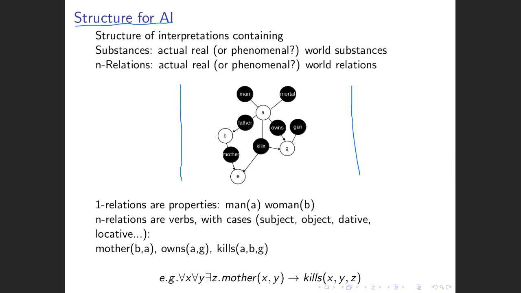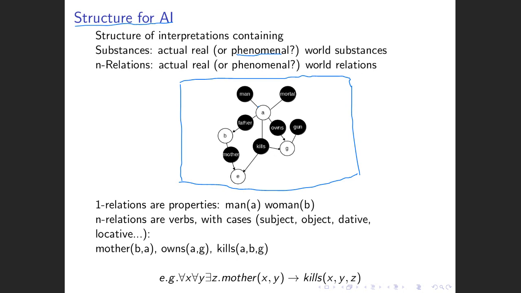Now, depending on your philosophical view, this is either a thing in the actual real world, or it is a thing in your head, in your phenomenal world. And the philosophers can get very excited about this. Does the actual real world consist of substances and properties, or are those things only invented in our heads? From our point of view, it doesn't matter so much today. So we're going to assume that we have some world which contains a bunch of substances and a bunch of relations. So, you know, for example, what's going on here? Can anyone describe what's happening in this interpretation?